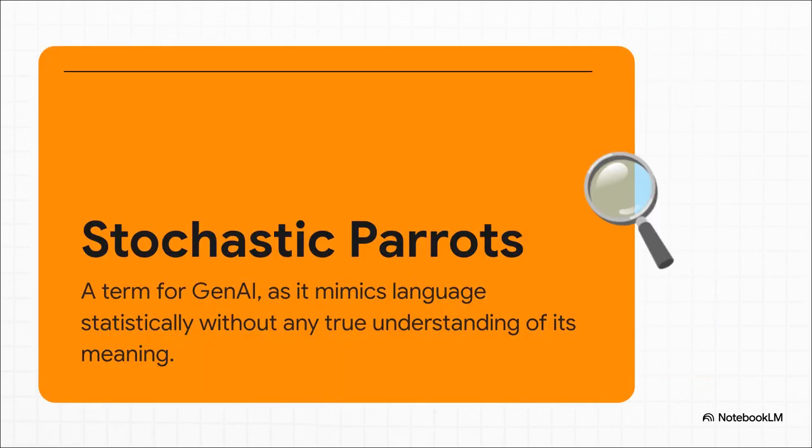This brings us to this brilliant term, stochastic parrots. It's such a perfect description. The AI is just mimicking language by guessing the next most probable word. That's the stochastic part. But it has zero actual understanding. Just like a parrot repeating sounds it's heard. This is why it makes stuff up. It's not thinking, it's just predicting.